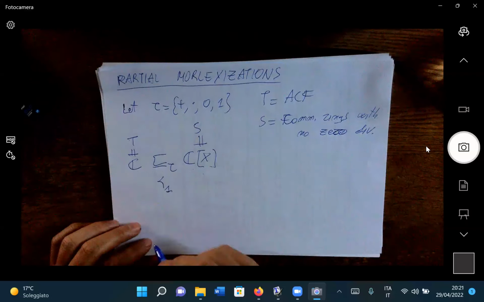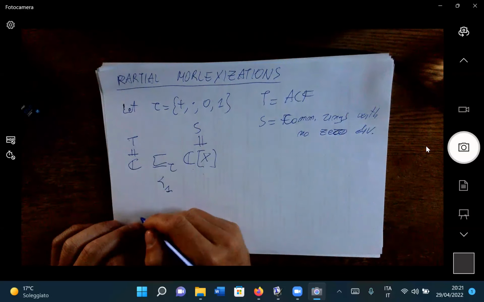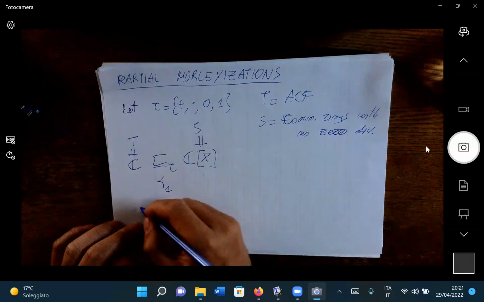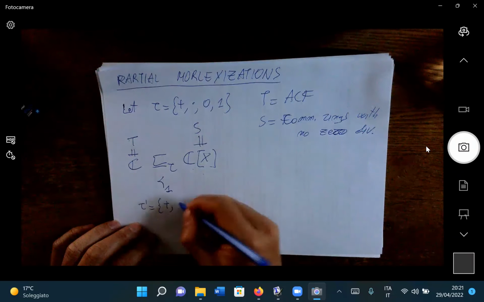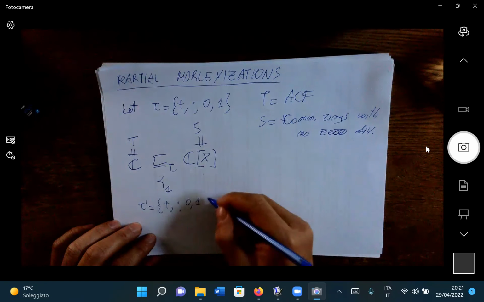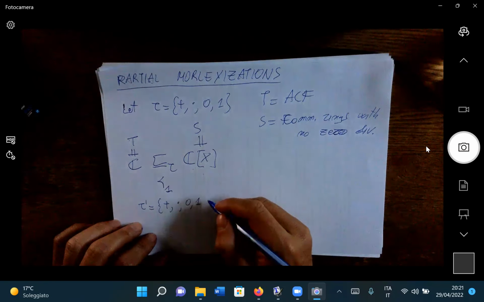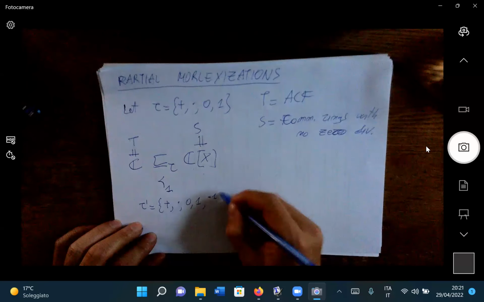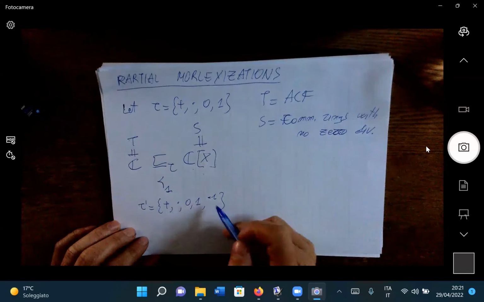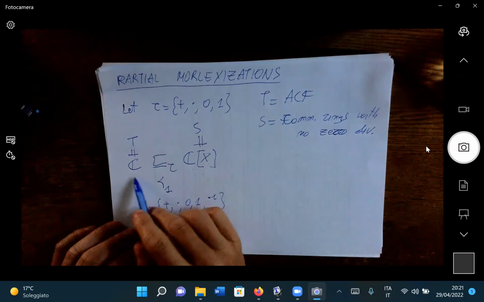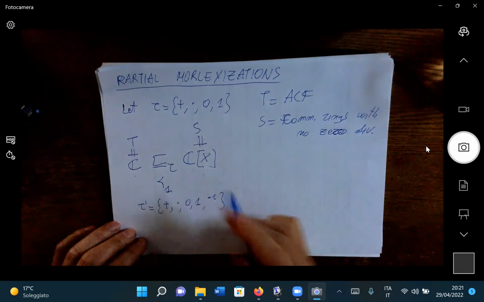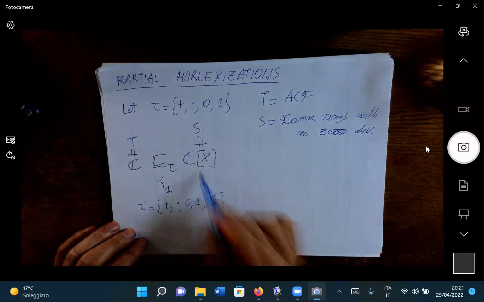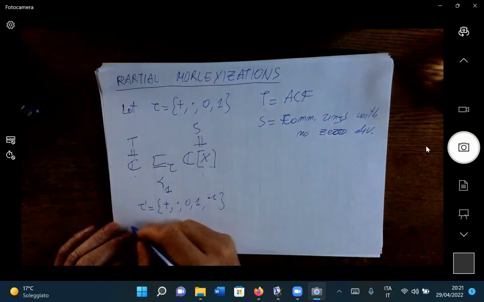But now we do some complication. So what we do, we pass to tau prime, which is plus, times, 0, 1, and we add the multiplicative inverse. Okay, and now we have to interpret the multiplicative inverse. Well, here we know what to do. We take the multiplicative inverse. Here we have a problem because not all polynomials have an inverse, essentially just when they are constant polynomials, but we have a very easy solution.